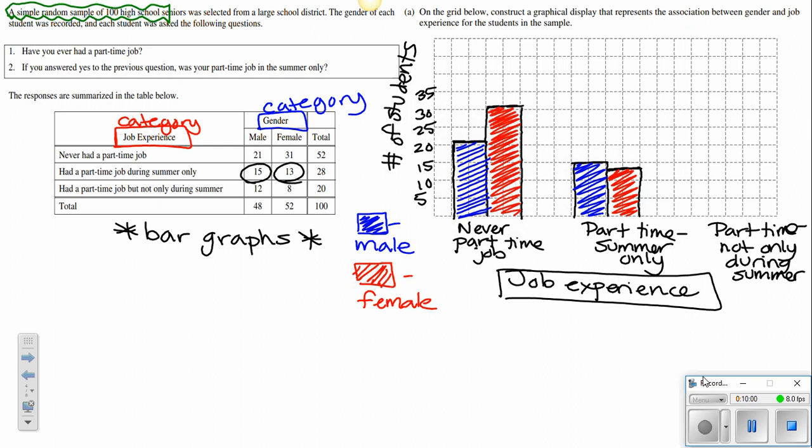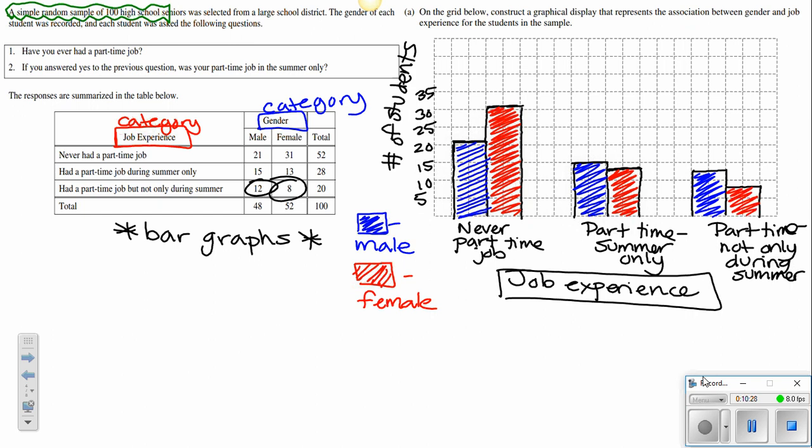And then finally, 12 and 8 over here for that part-time job, but not only during the summer. So that means it could be year-round. It could be some other kind of seasonal job, etc. But basically, you have it not only during the summer. All right, so that's going to be 12 and then 8. So something that looks like this. So blue for this one, and then red.